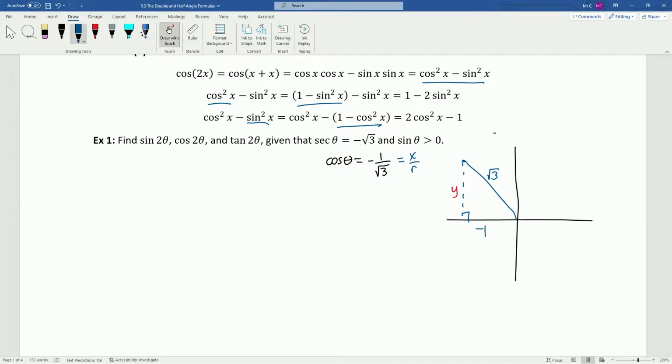And so that's just the Pythagorean theorem. So we take negative 1 squared plus y squared equals the square root of 3 squared. That's 1 plus y squared equals 3. Subtract the 1 and I get 2 equals y squared. So y equals positive root 2. We take the positive root here because we're looking in the second quadrant.